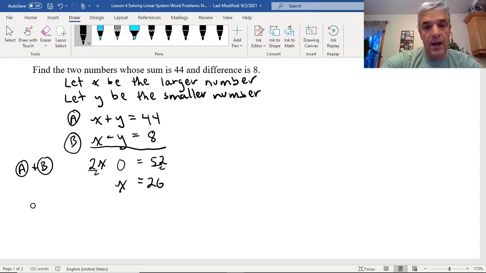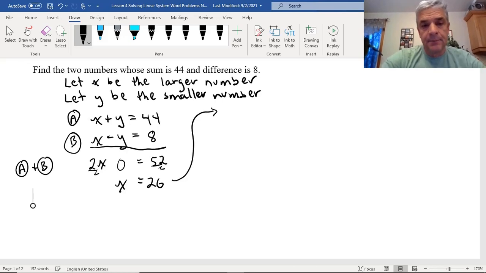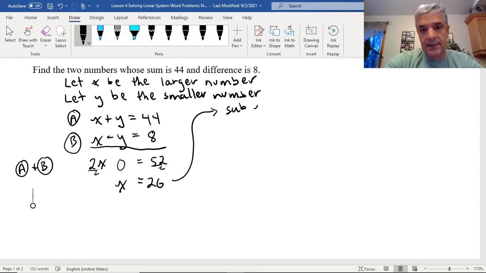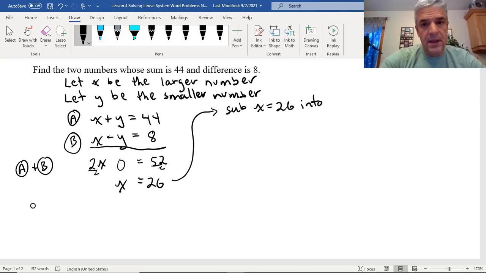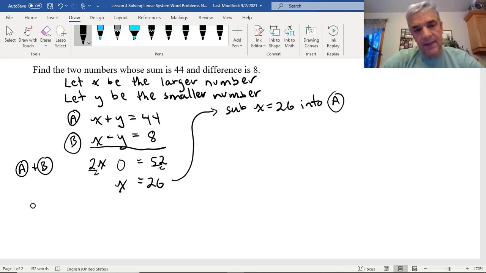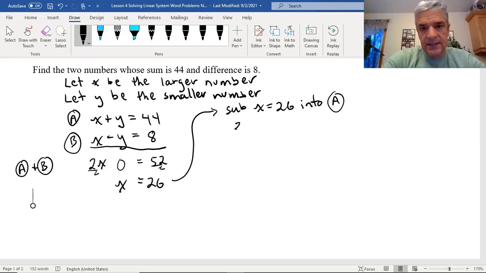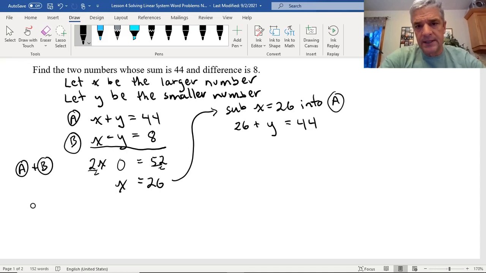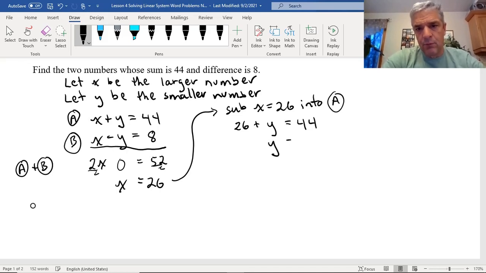And so now what I can do is sub x equals 26 into, and I can choose whether it's A or B. In this case, I'm going to choose A. I avoid the negative sign and Y, and that generally makes my life a little bit easier, okay? And so I get 26 plus Y equals 44. In this case, you're going to subtract 26 from both sides, and you end up with the number 18. Is that right? Yes, 18.